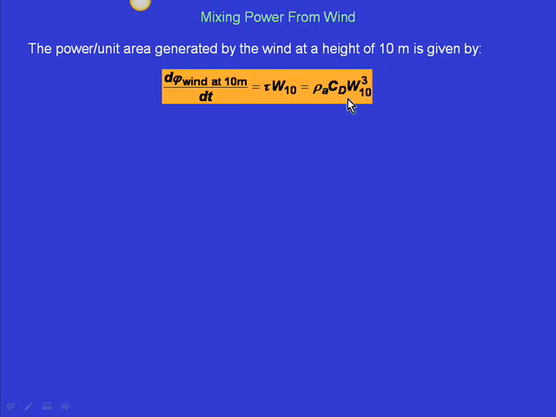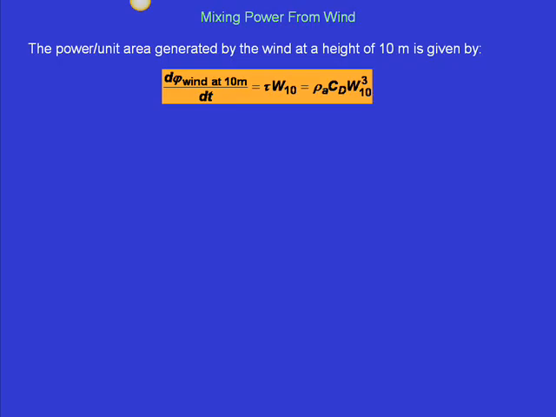And the wind speed at 10 meters squared, that's a wind stress, but we're multiplying it times the wind speed. So that's how we can represent the power per unit area. But that's the power per unit area at 10 meters height. We need to find out how much power the wind generates at the air-water interface. What do we need to use then?